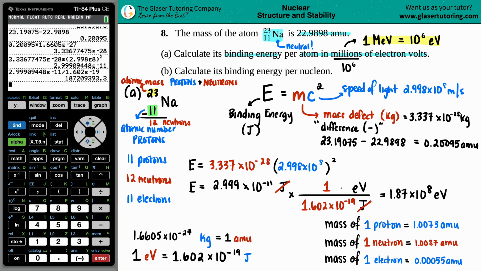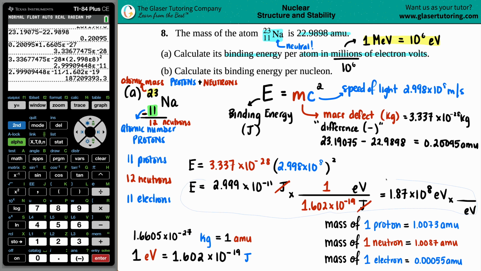So what we're going to do is use this conversion and convert from electron volts to mega electron volts. So all we have to do is times by the ratio again. A lot of dimensional analysis. If you have another way of doing this other than dimensional analysis, go for it.